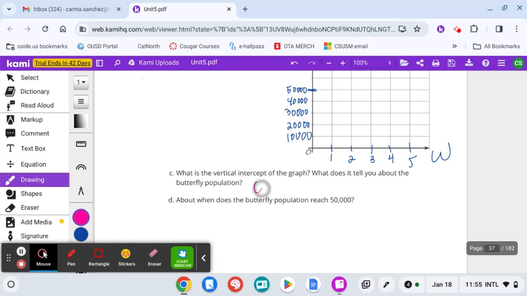And what does this tell you about the butterfly population? The vertical intercept of that graph is (0, 100,000), and that means that the starting population of butterflies was 100,000.